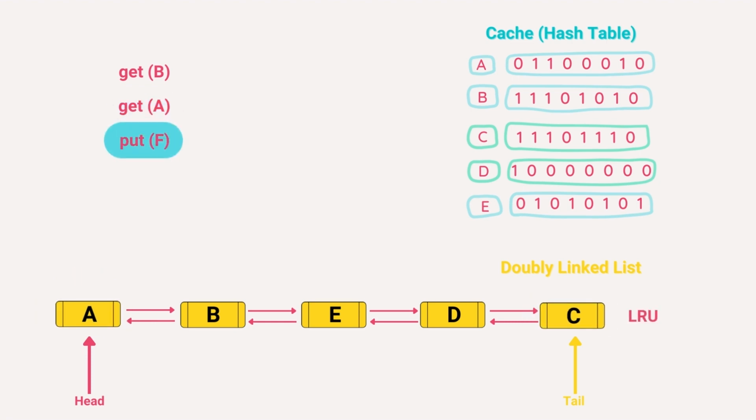Now the put operation has been called for a new item F. We first delete the item at the list tail and from the hash table because the cache is full. Then add item F to both the hash table and the list at the head position. And we are done with the local cache implementation.